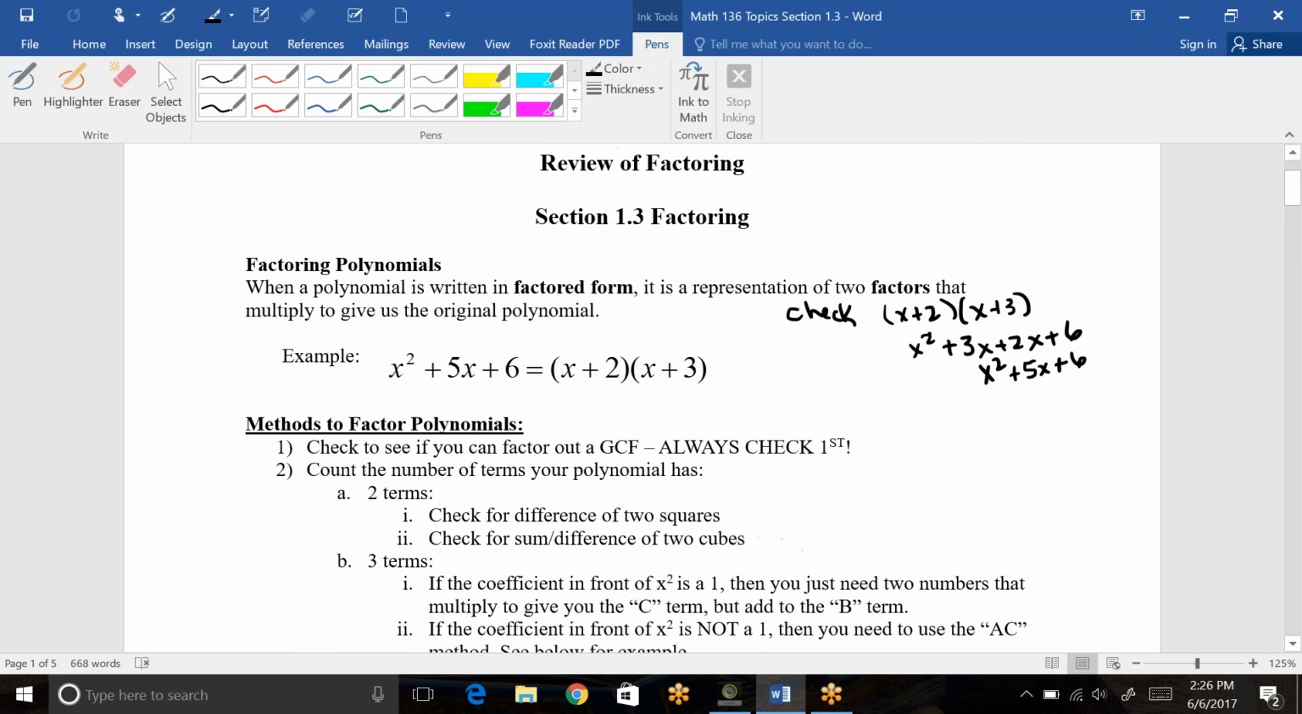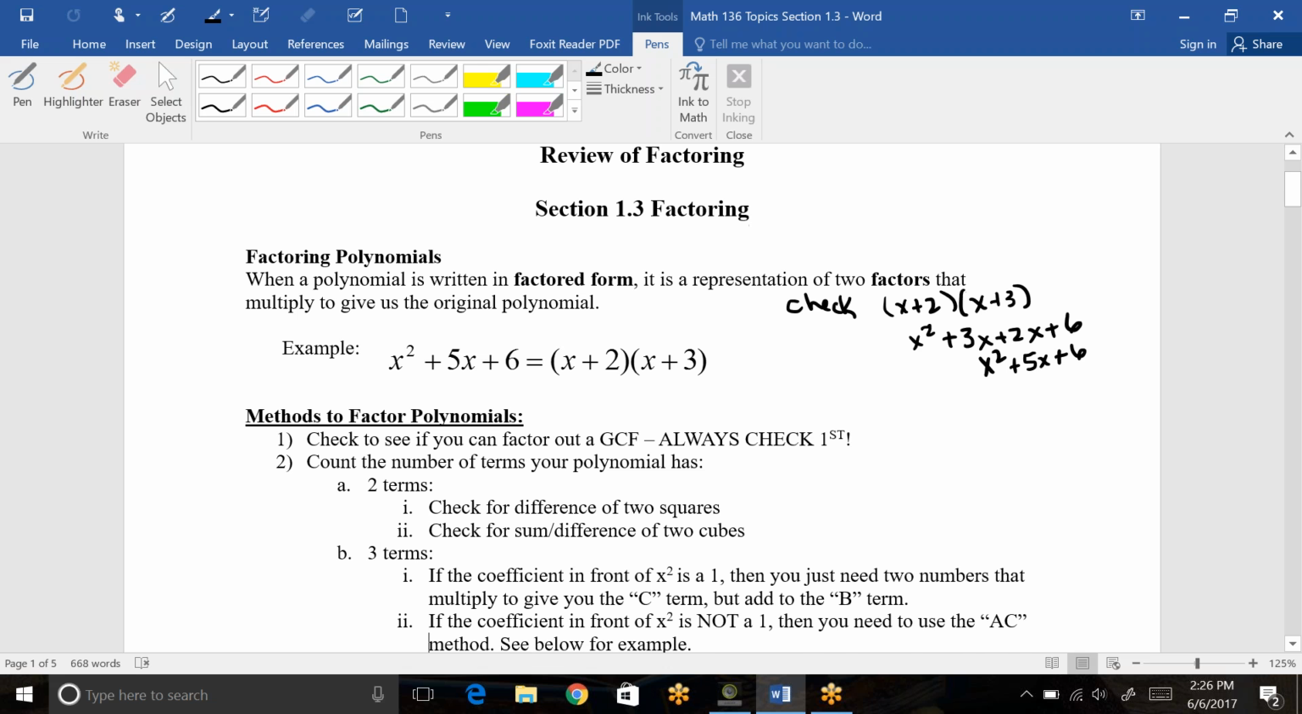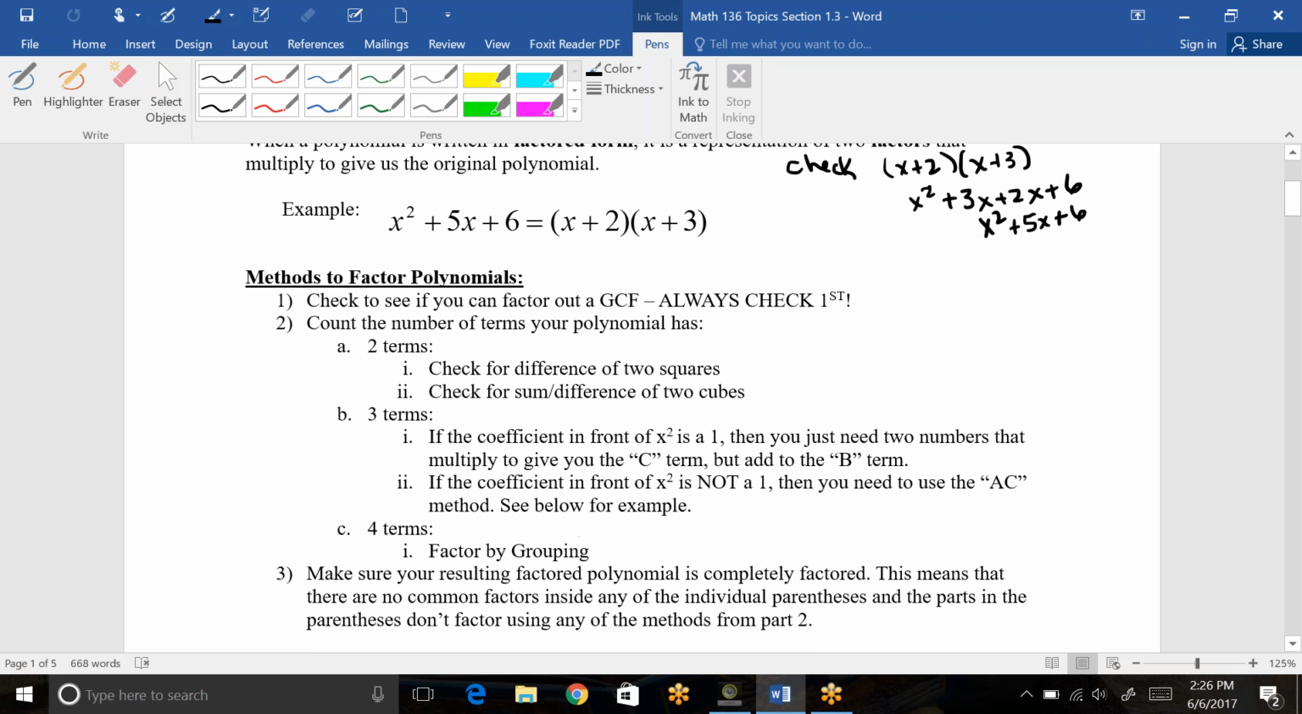The second thing you should always look for, after you've done the GCF, is how many terms your polynomial has. Is it a binomial, a trinomial, or does it have 4 terms? A binomial has 2 terms, a trinomial has 3, and 4 terms is just a polynomial. If you have 2 terms and you've already checked for the GCF, there are only 2 other possible ways that it could factor.